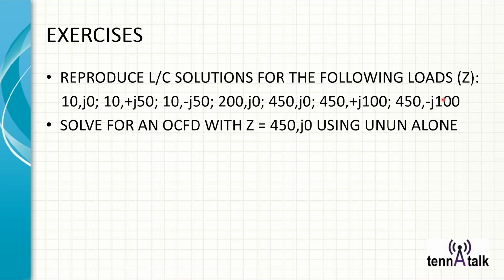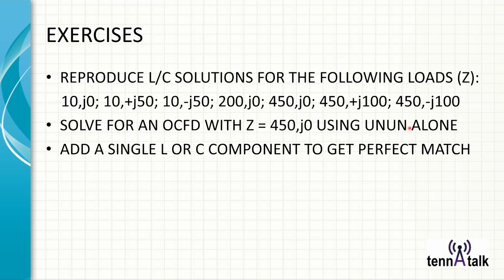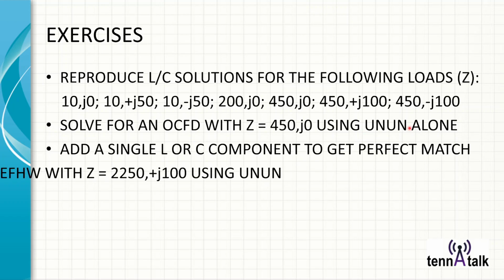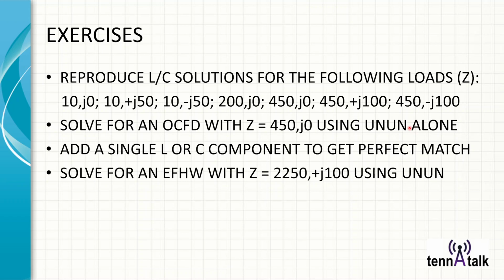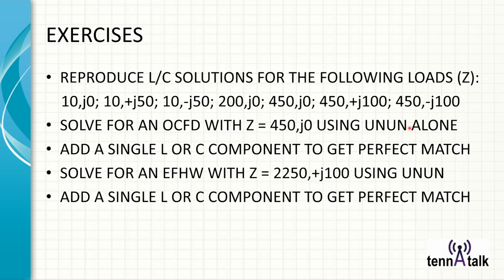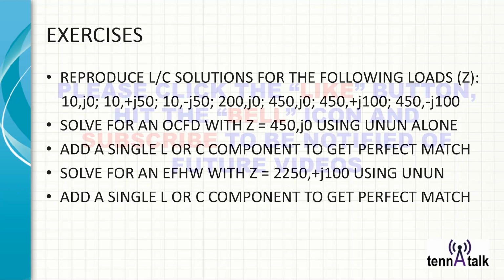And then solve an off-center fed dipole with an impedance of 450 plus j0, fixed impedance, using just an unun. Then add a single LRC component to see if you can get a perfect match. And then solve an end-fed half wave, where it would start with a 2250 impedance, fixed impedance, with a j100, using just an unun, and then try again with an LRC component to get a perfect match.